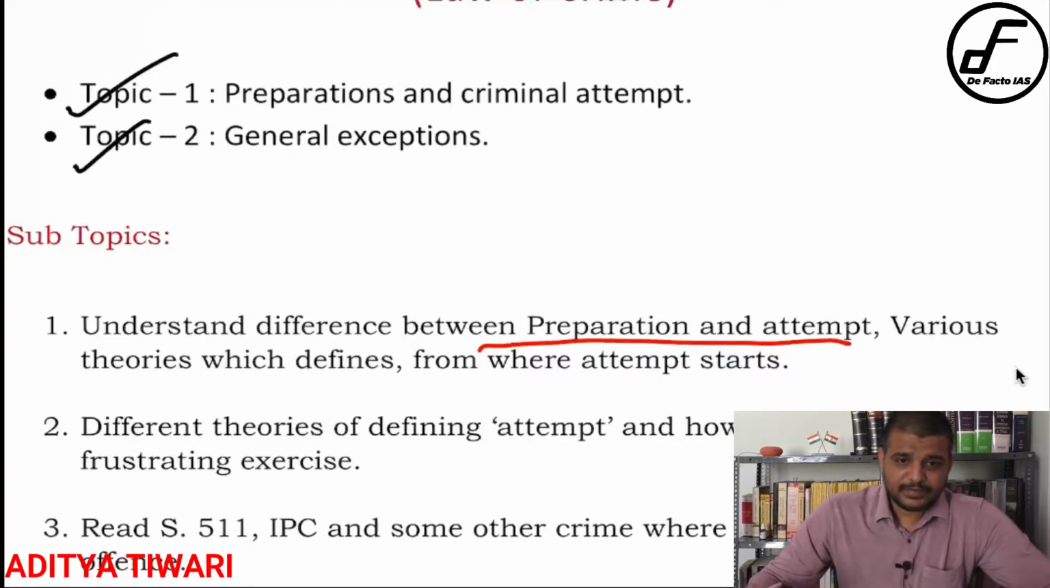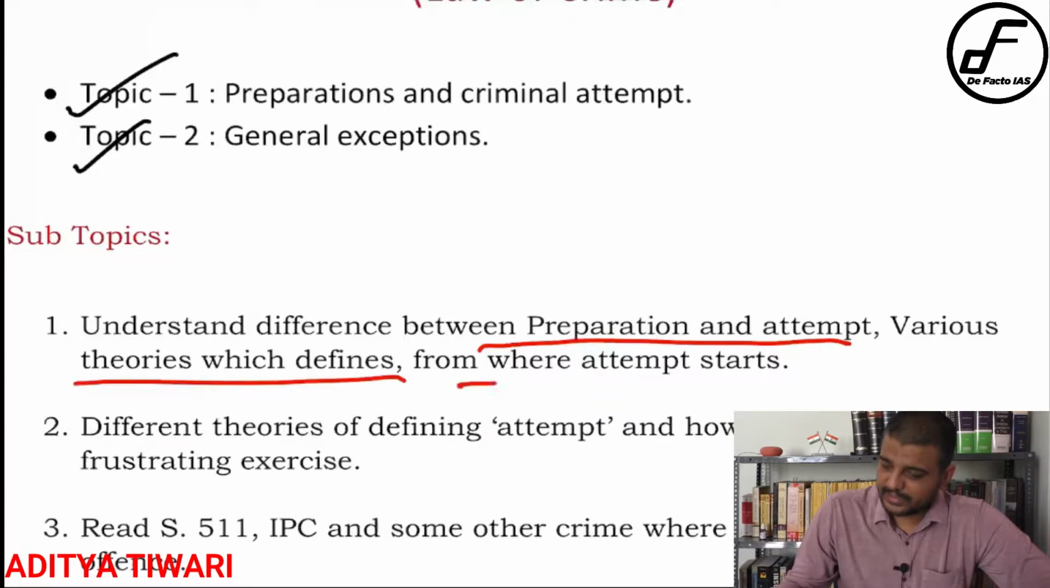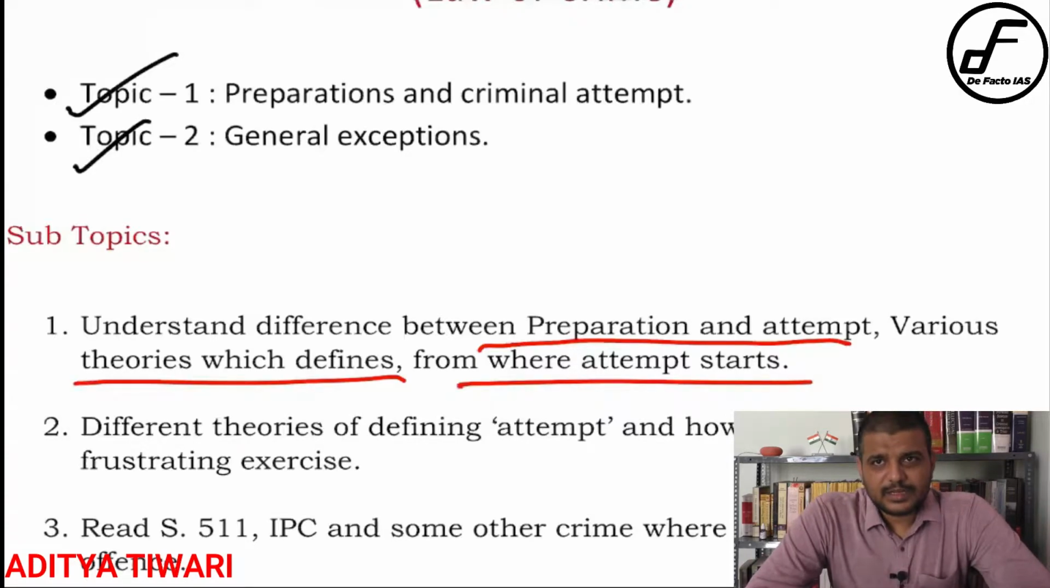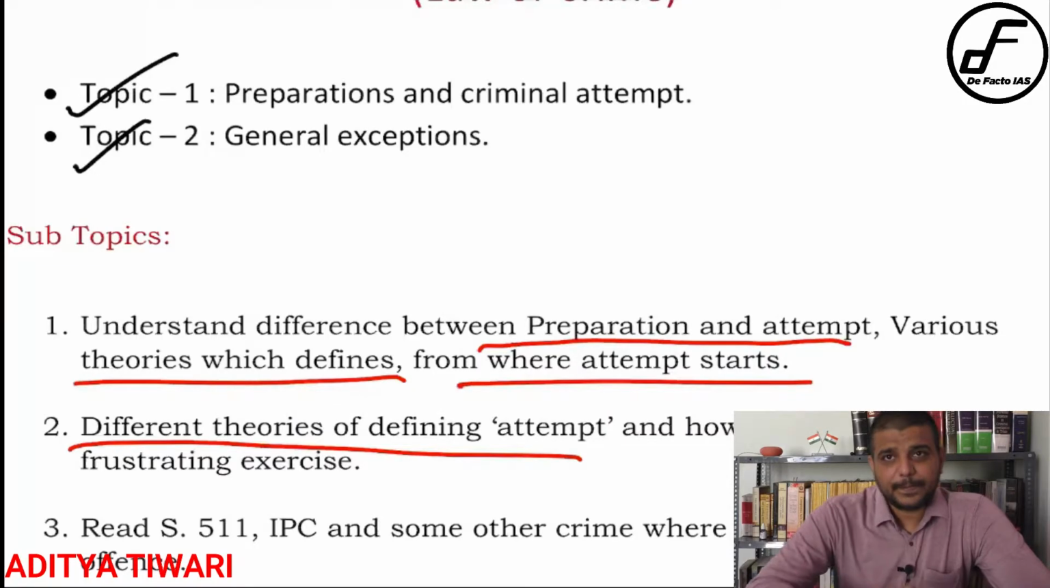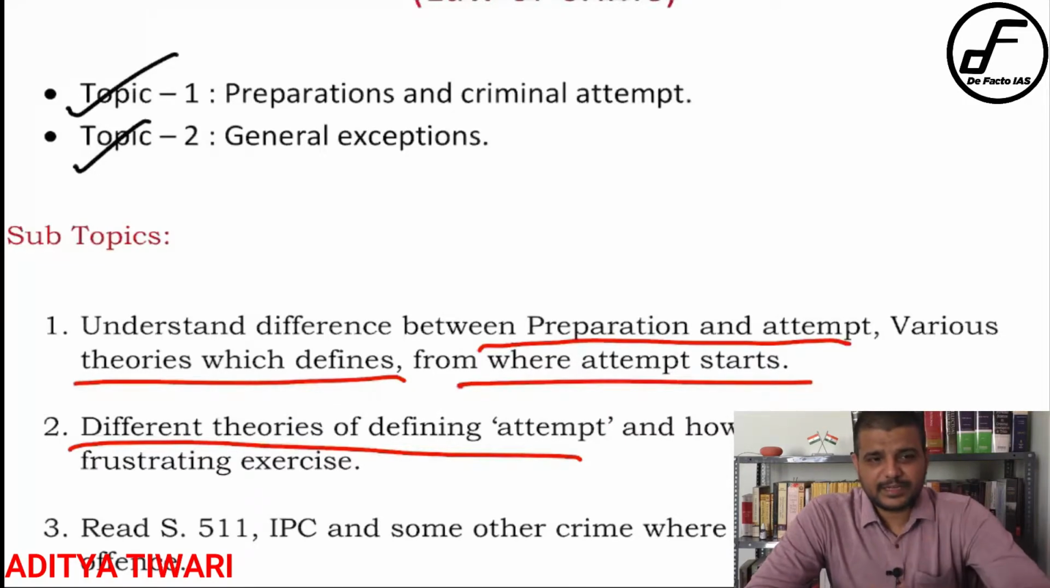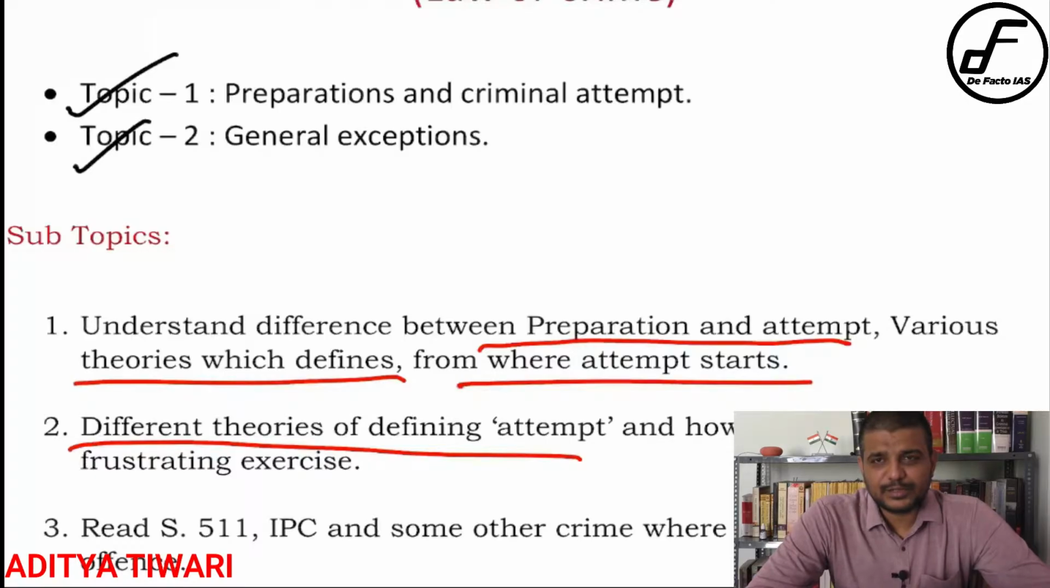Then what are the various theories that define where the attempt starts? There are multiple theories, like the last resort theory and the public danger test. You have to go into detail and understand what those theories are, and then do a comparative study of those theories that define attempt.